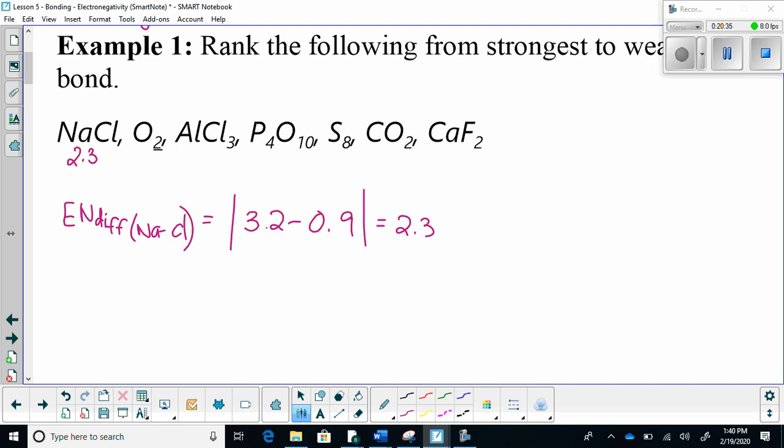O2, what's the electronegativity difference of that? 0, because it's pure covalent. Next one, we have aluminum chloride. So the bond between aluminum and chlorine. That's 3.2 minus 1.6. Gives me an electronegativity difference of 1.6. I want you to take a moment and find the electronegativity differences of the rest of the compounds, and then we'll come back together and rank.